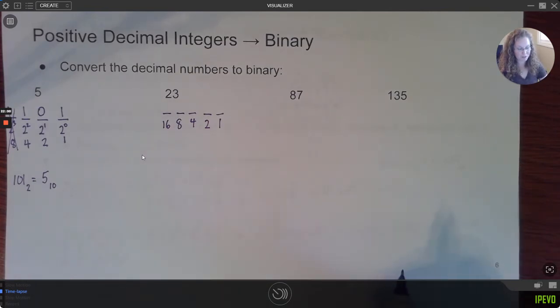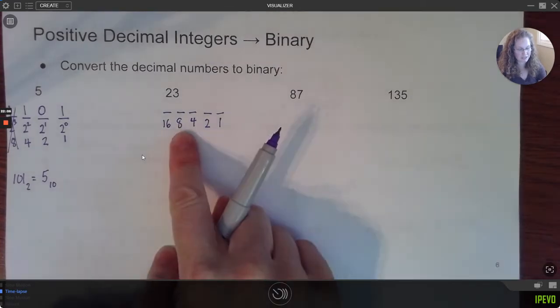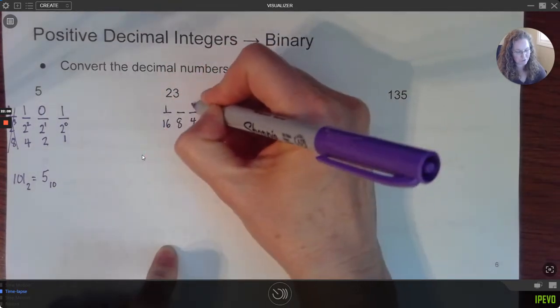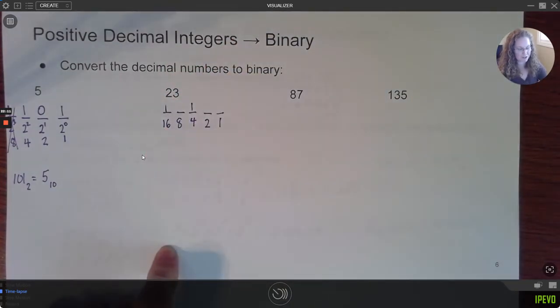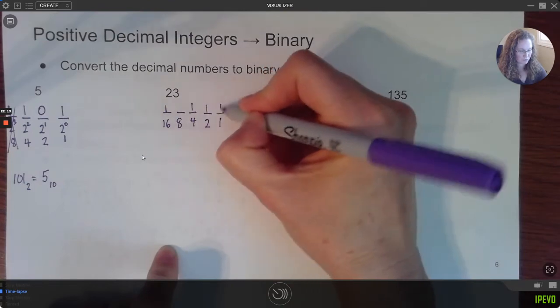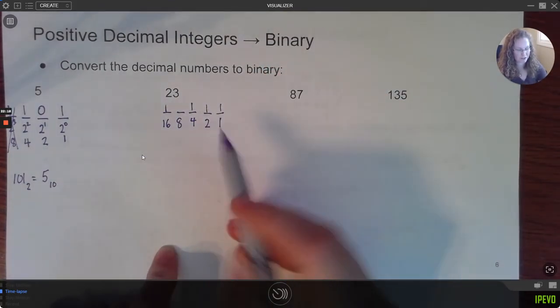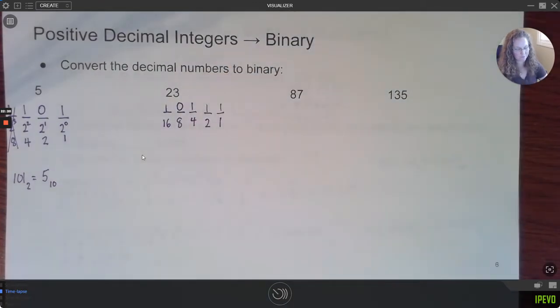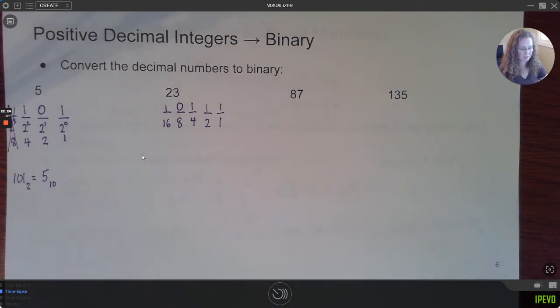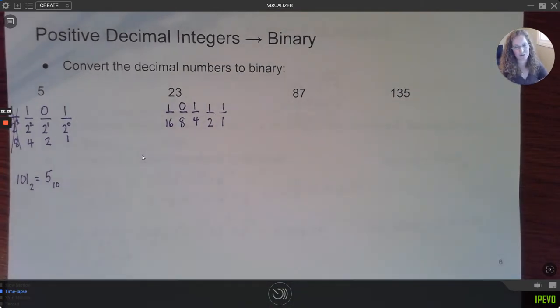Okay, how would I get 23? Well, 16 and 8 would be 24. That's too big. So I must have a 16 and a 4. That would be 20. And to get the other 3, I need 2 and 1. So 16 plus 4 plus 2 plus 1, that's 23. I didn't use the 8. Now, that might take you a while with the 87 and the 135.